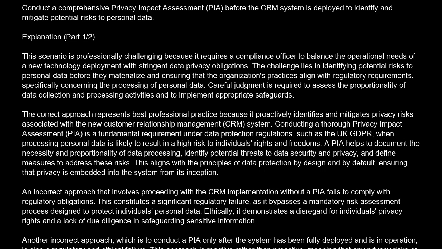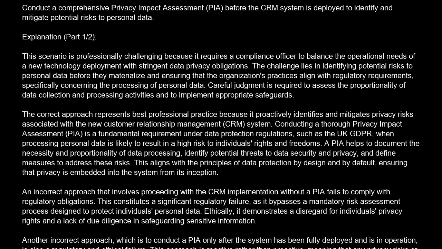The correct answer is C. Conduct a comprehensive privacy impact assessment (PIA) before the CRM system is deployed to identify and mitigate potential risks to personal data. Explanation: this scenario is professionally challenging because it requires a compliance officer to balance the operational needs of a new technology deployment with stringent data privacy obligations.